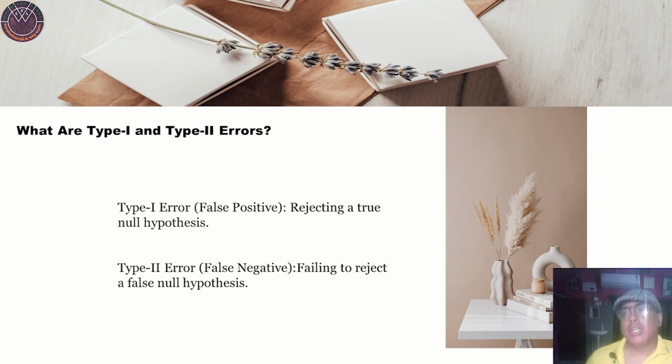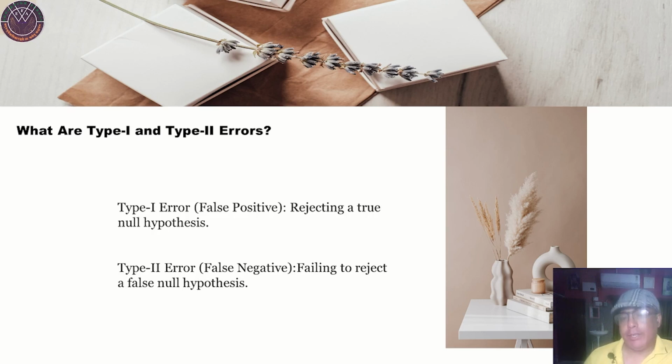That means in reality there is no difference, but you took the decision that there is a difference or there is an effect. So this is called type 1 error or false positive. That means you say that you found something, but actually there was nothing, there was no difference, there was no effect, but you are saying that there is a difference. So that is called type 1 error.